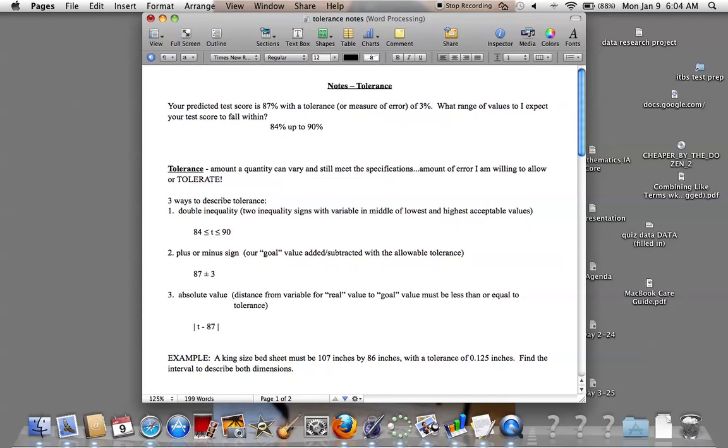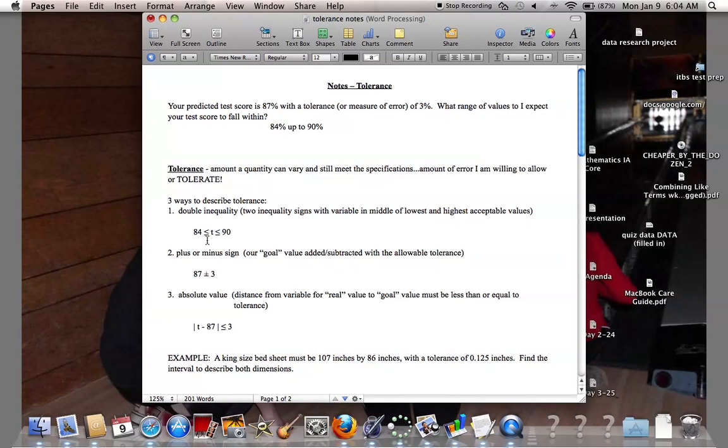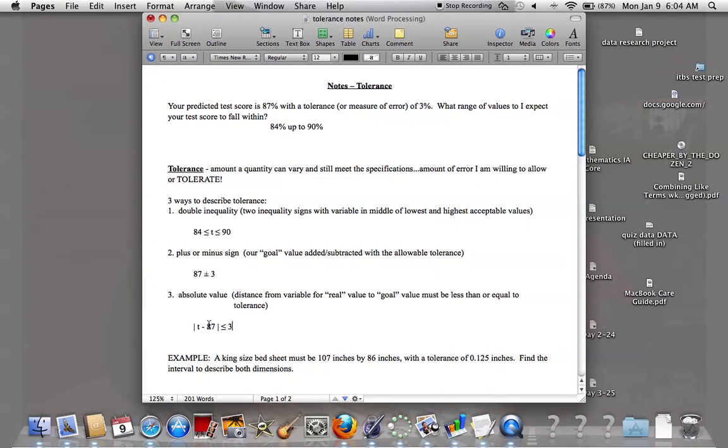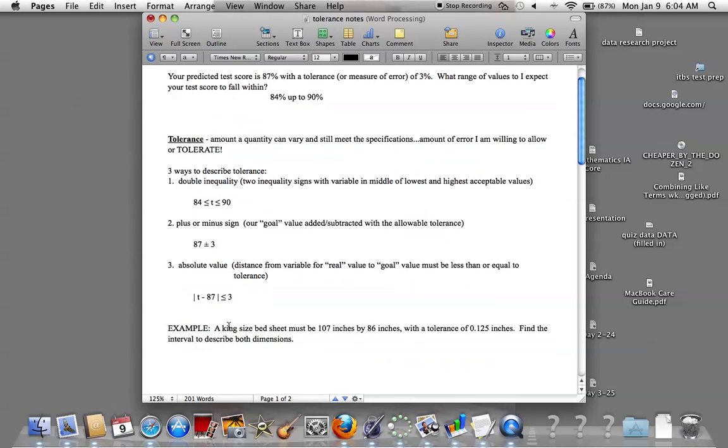So again, it's going to be option, comma, to get the less than or equal to. You're just writing it right now, so you just write the less than or equal to sign, and it's less than or equal to the 3 value. So again, there's 3 ways there, and you can see that once you get this, the double inequality comes fairly easily because you get the values. The 87 plus or minus 3, and then the 87 goal value goes in the absolute value. The tolerance, the 3 value, goes outside the absolute value by the less than or equal to sign.